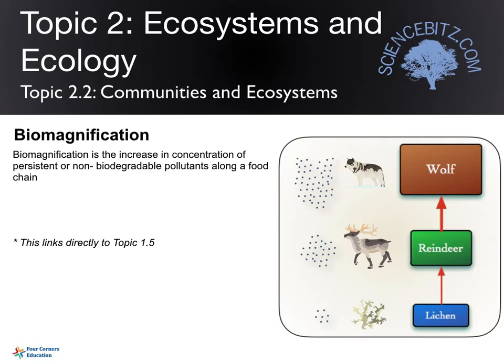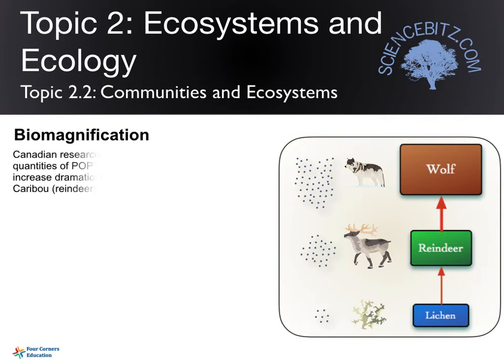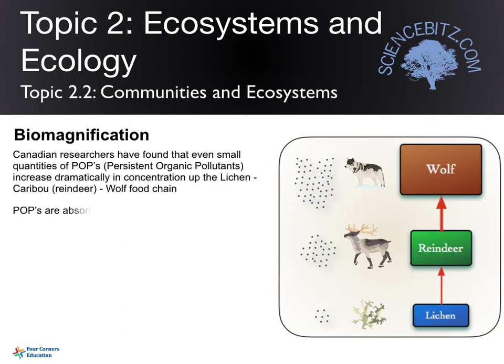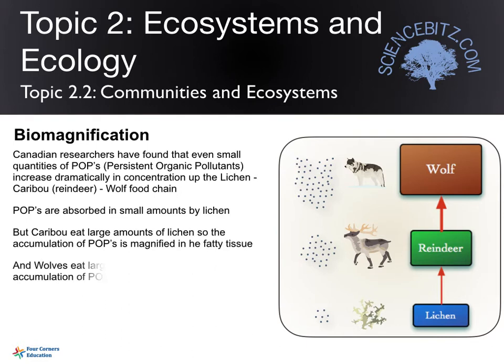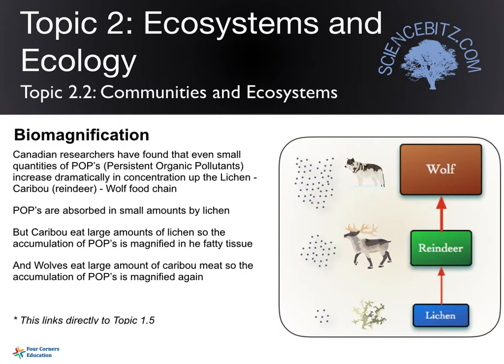But the wolf actually has to eat a lot of flesh, and these particles are trapped inside the flesh, so you end up with a build-up in the particles inside the wolf community. So Canadian researchers found that these things called persistent organic pollutants, the concentration of them dramatically increase along the food chain, and you've got low levels of them inside the lichen, a greater concentration inside the reindeer, and a much bigger concentration inside the wolf.